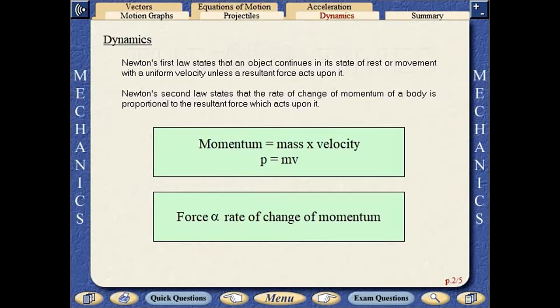Newton's first law states that an object continues in its state of rest or movement with a uniform velocity unless a resultant force acts upon it. Newton's second law states that the rate of change of momentum of a body is proportional to the resultant force which acts upon it.